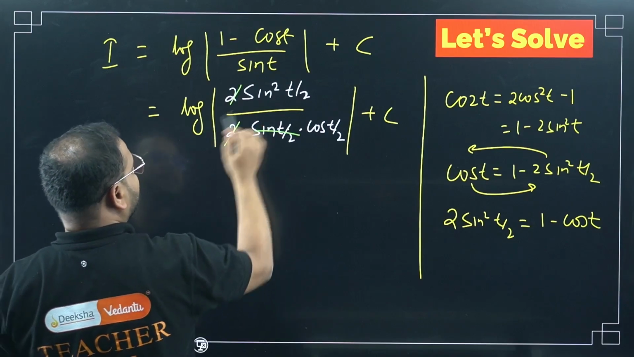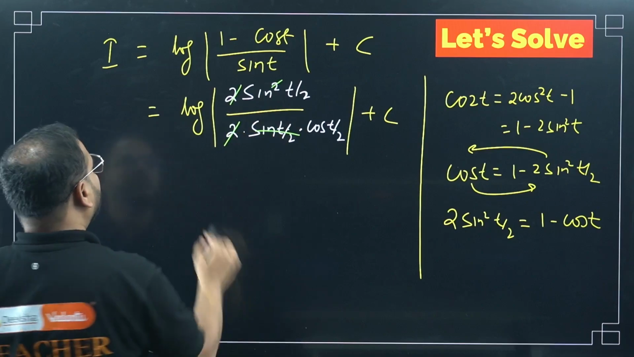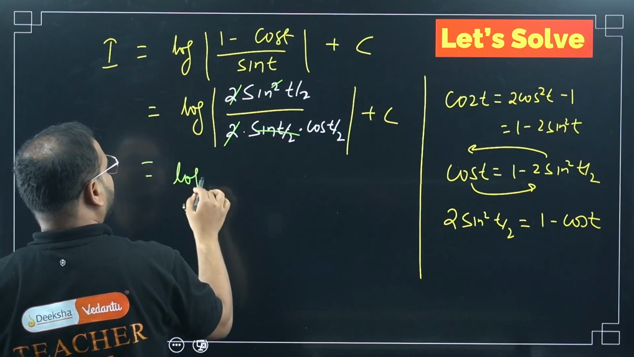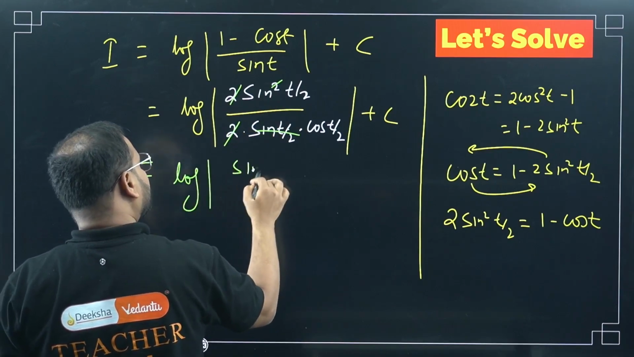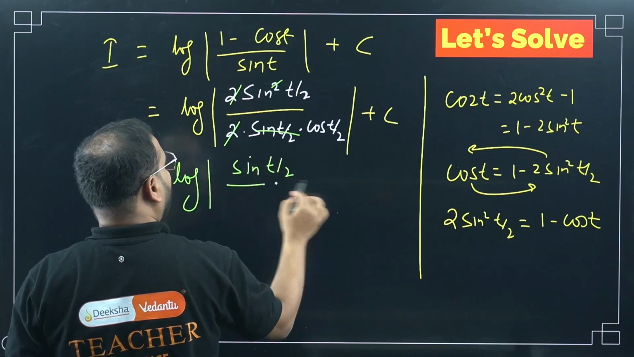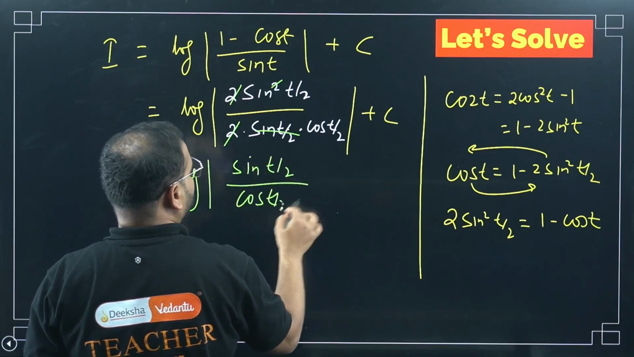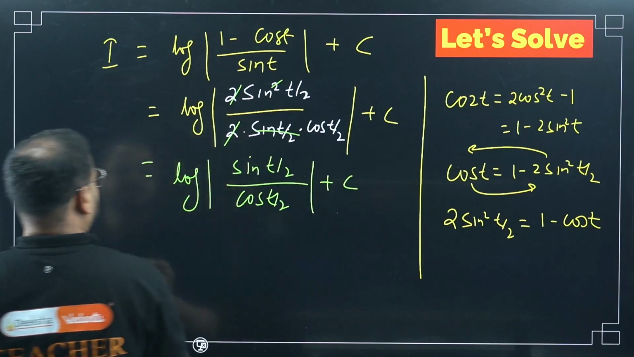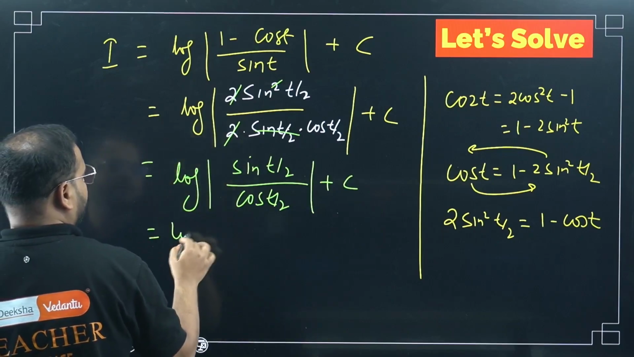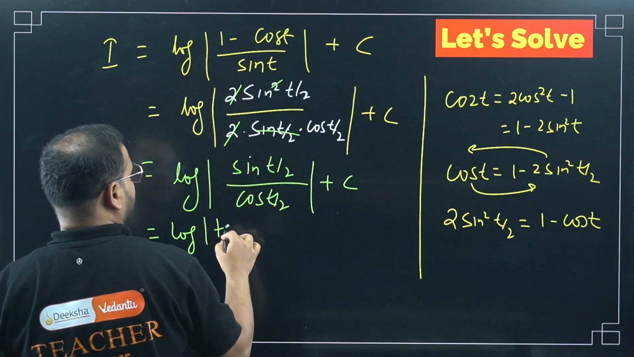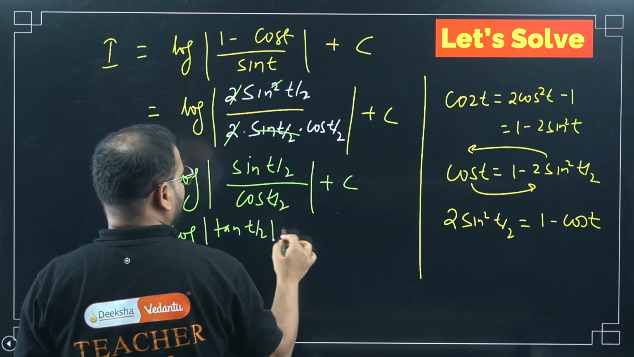This sin t by 2 will cancel, the extra sin t by 2 over here. What is left now? Log of sin t by 2 upon cos t by 2 plus c. So what will this be? Log of tan t by 2, right? Tan t by 2 plus c.